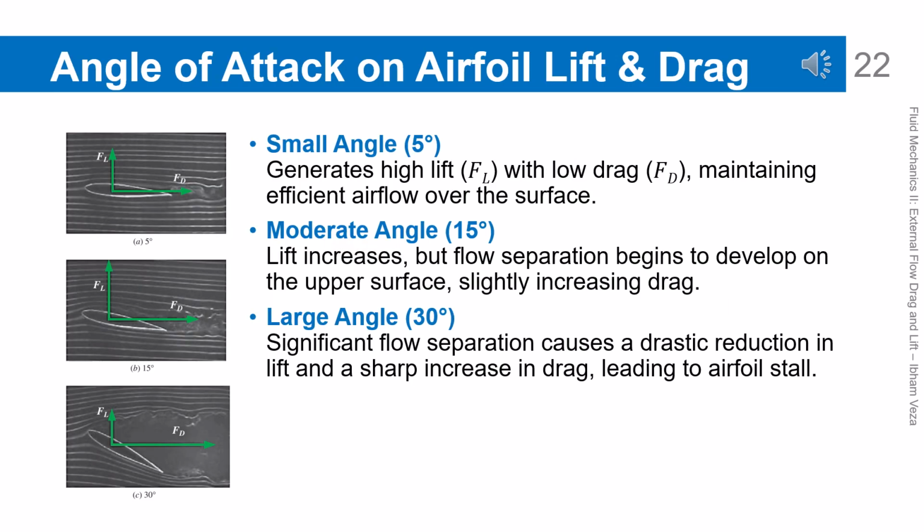Effect of angle of attack on airfoil lift and drag. At a small angle of attack, the flow remains attached to the airfoil surface and produces high lift with low drag. When the angle of attack increases to a moderate value, lift increases, but signs of flow separation start to appear on the upper surface. At a large angle of attack, flow separation becomes dominant and leads to stall. This condition is marked by a drastic reduction in lift and a sharp increase in drag. This phenomenon is very important in defining the safe operating limits of an aircraft.